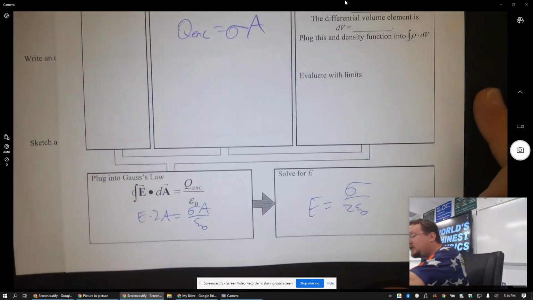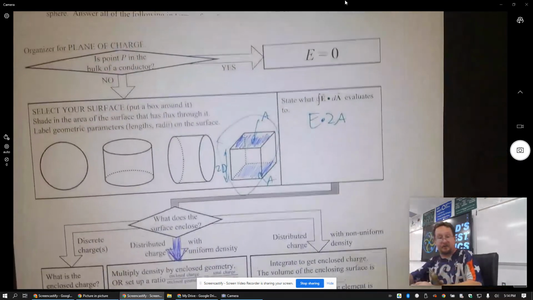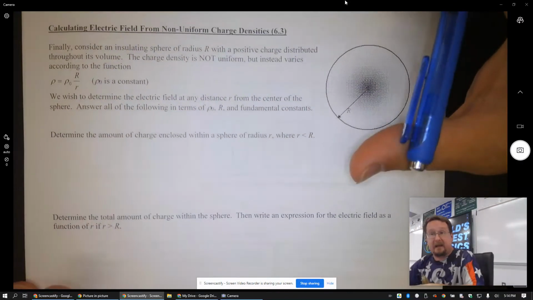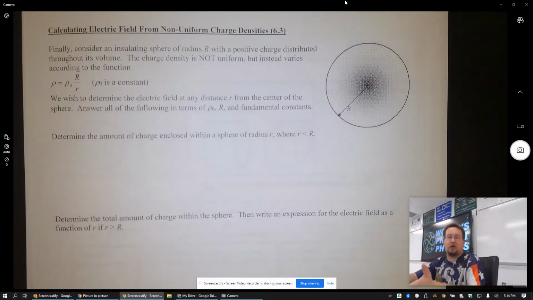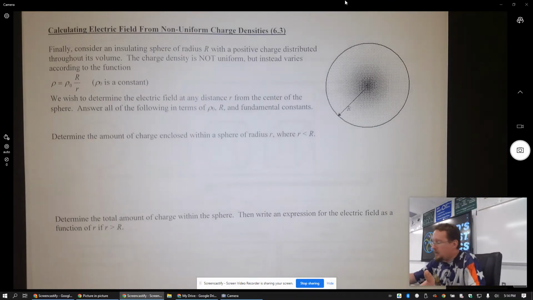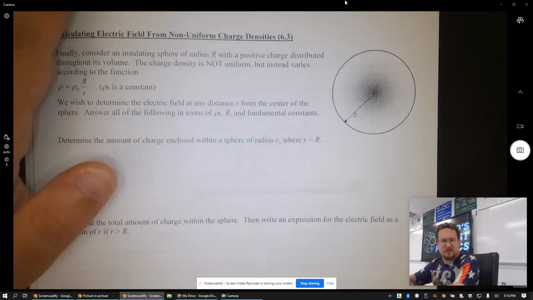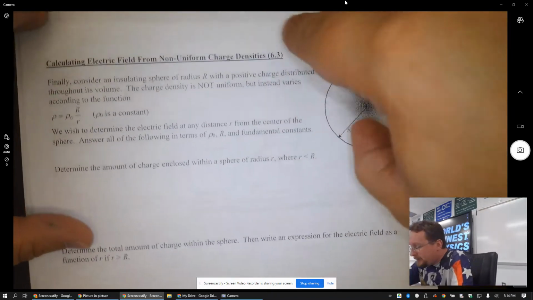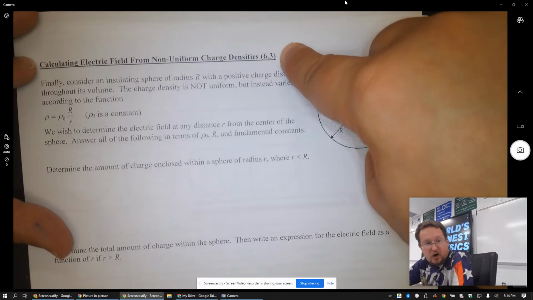Okay, so now you see how I use this Gauss's law organizer. For the discrete single charge, you don't even need an organizer; that's me showing them how the organizer works in something safe. And then the three situations with uniform charge density: you're inside a sphere, or you're enclosing a line or a plane, or whatever. So now this is a non-uniform charge density.